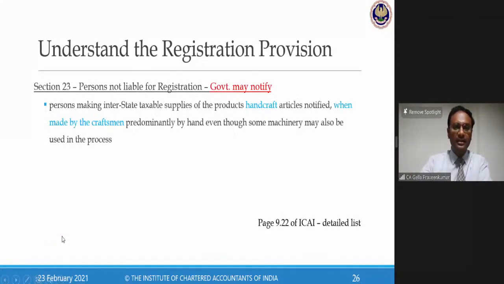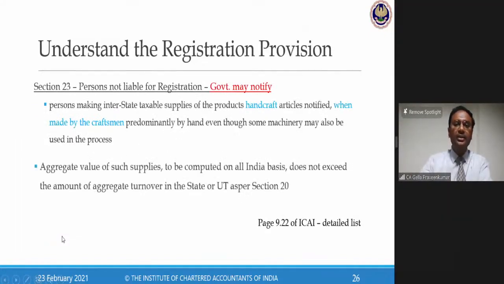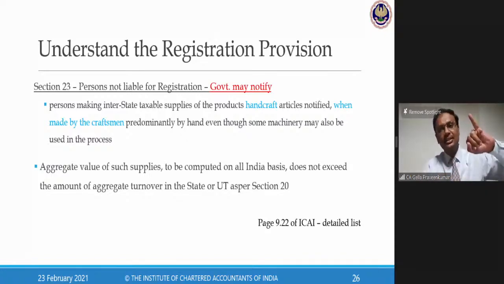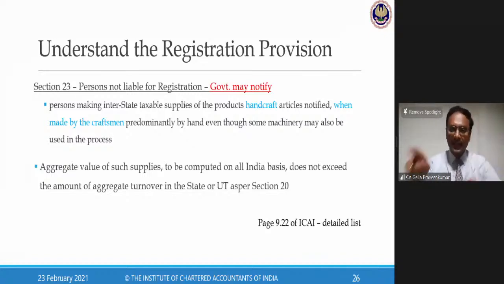Now, in continuation of this exemption, they say, look, any person who is dealing with handcraft articles. This is a one-mark or two-mark question you can expect from registration and e-waybill. I repeat, handcraft items are one adjustment you can expect for e-waybill and registration. Under Section 23, any person dealing with handcraft articles. What is handcraft? The articles are goods which are made out of hand.